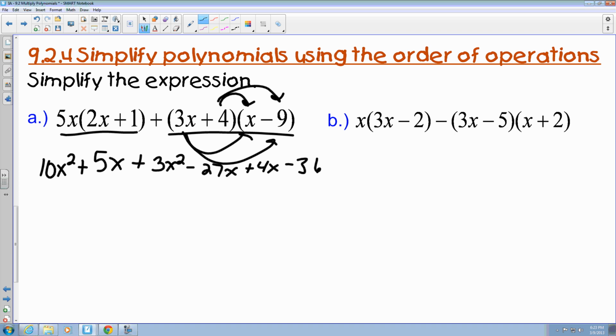So now I need to combine like terms. I have an x squared here and an x squared here, so when I combine them, it will be 13x squared. I cross those out. I have a 5x, a negative 27x, and a 4x. If I combine those, I would get a negative 18x.